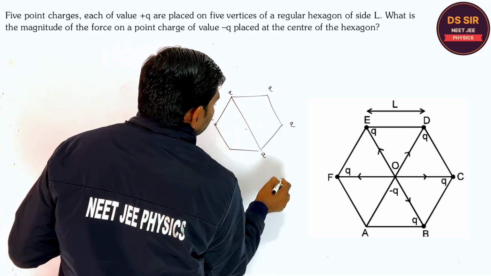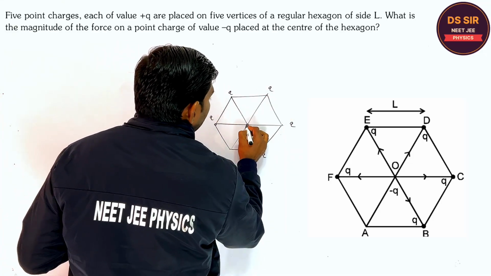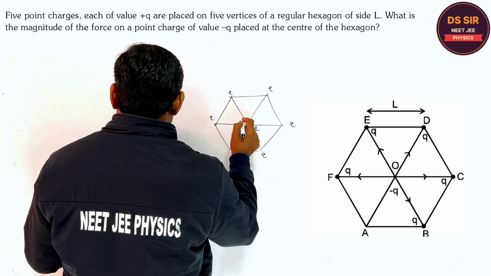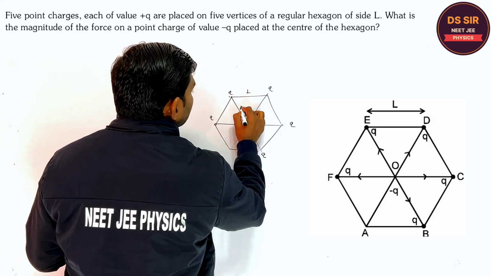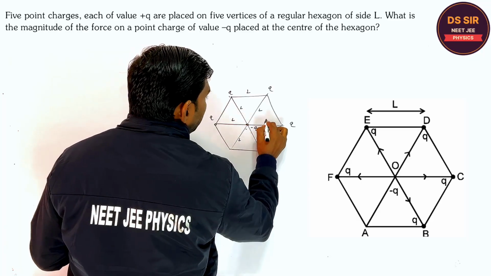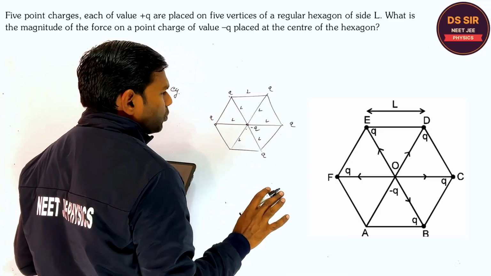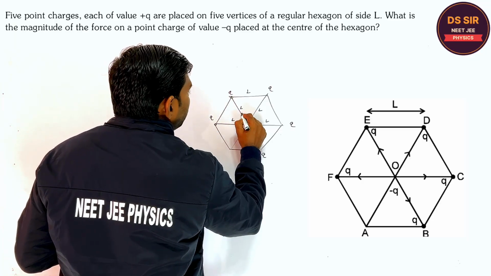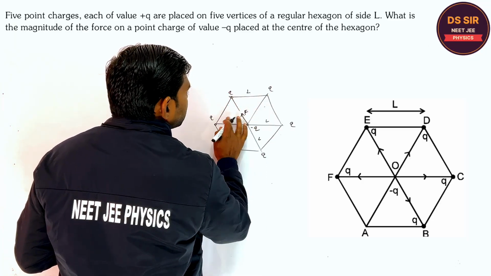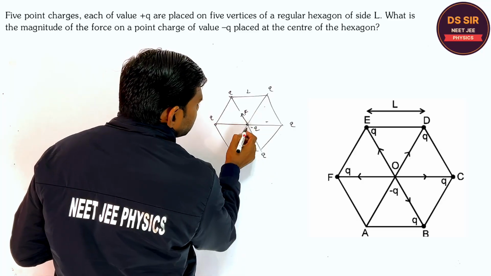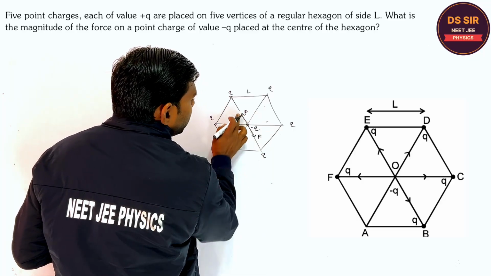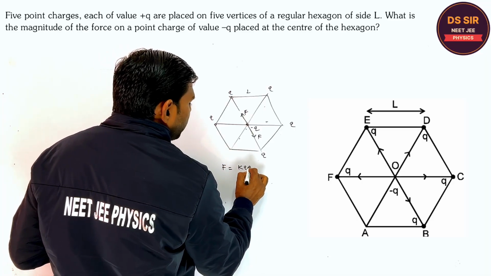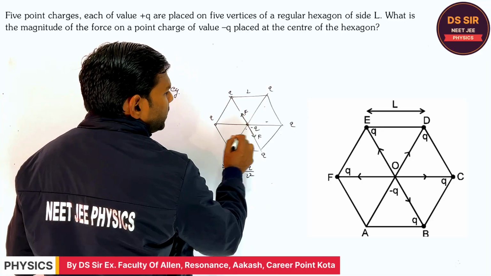So if you consider, listen, this is the hexagon, and this is the minus q charge, and the distance between them is L, so all the sides will be L. Is it clear or not? Yes. Because of this charge, the force will be attractive, the force is F. Because of this charge, the force is attractive, so will they cancel each other or not? Yes. Although the force magnitudes are equal, they will cancel.